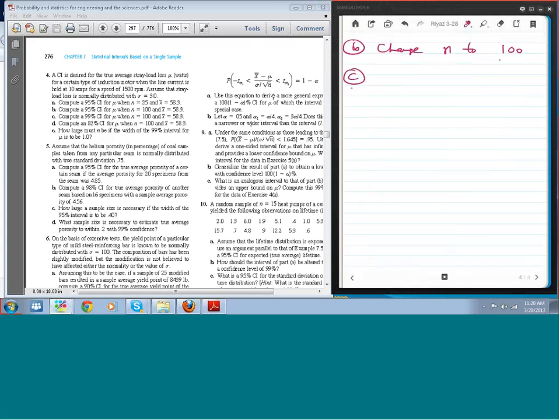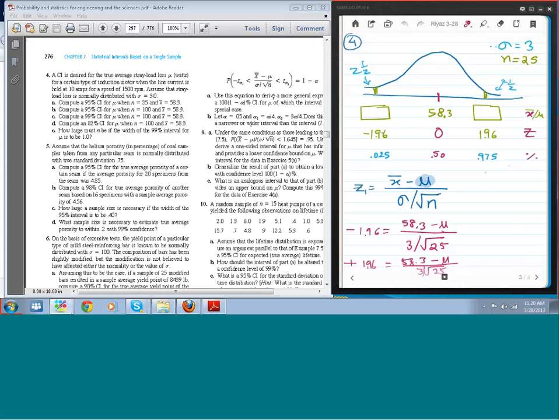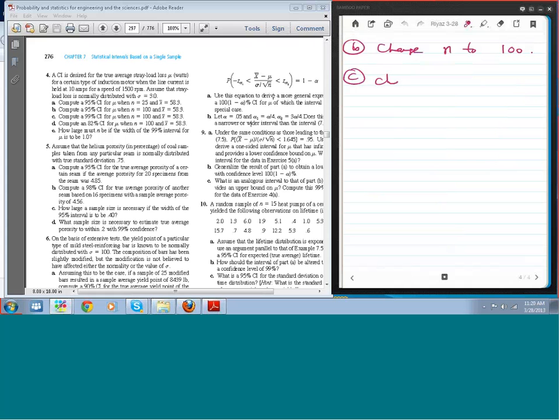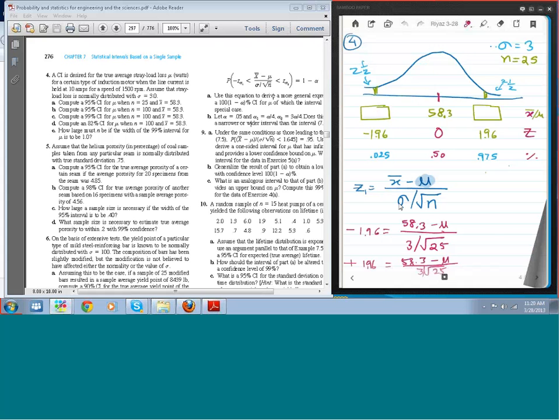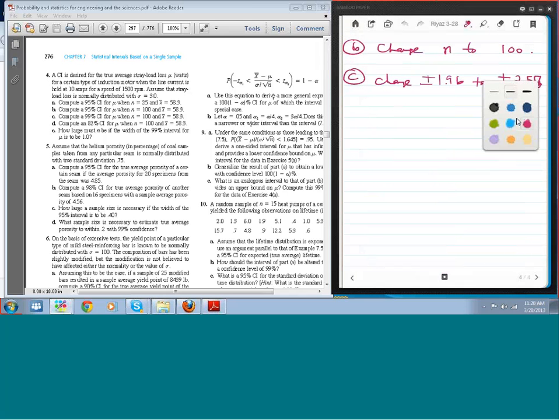So C, you change this value. See this 1.96, negative 1.96? So you change plus minus 1.96 to plus minus 2.58. Okay, 2.575 or 2.58. 2.58 is fine. Yeah, for this one, yes. Yeah, look up from the Z table. From the Z table, yeah.